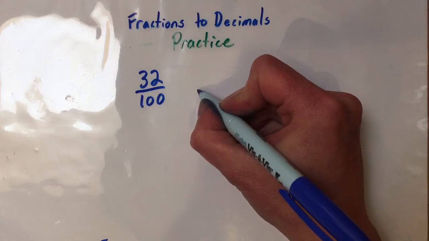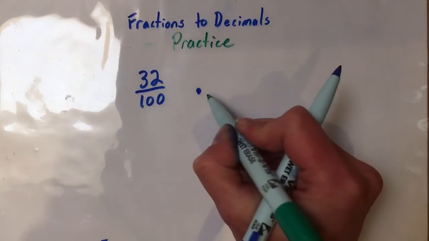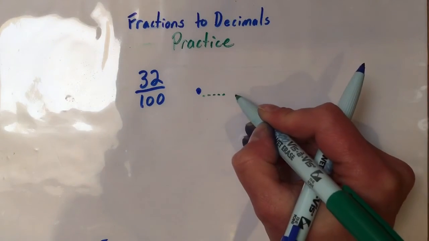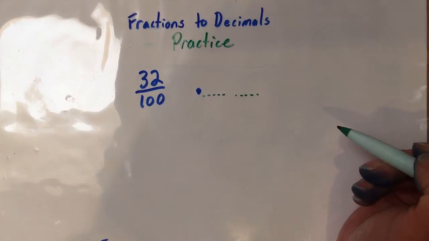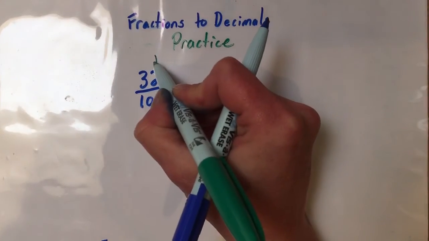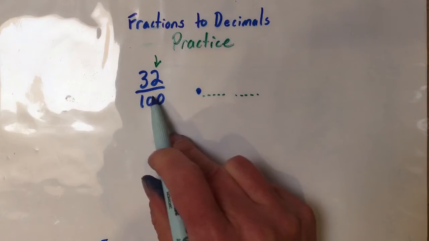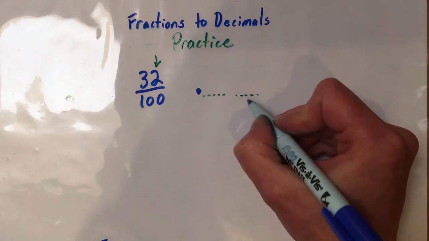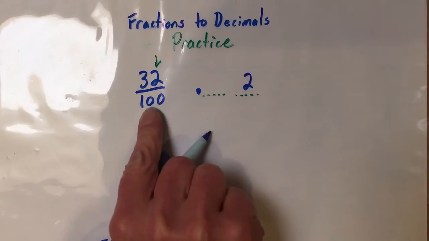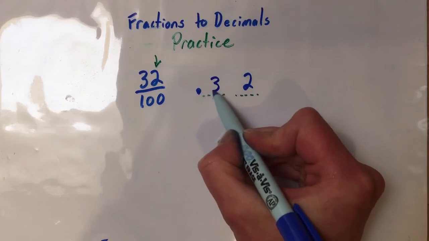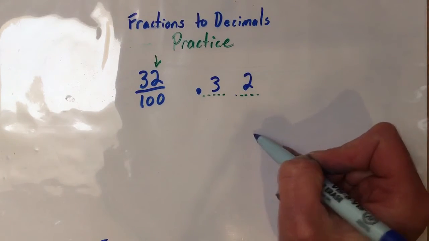All right, I have my decimal point. I know I have my tenths and my hundredths place. One of the hints I gave you is to take the 2, which is furthest to the right, and place it in the hundredths place because we're dealing with hundredths. And then the 3 fits in right next to it, 32/100ths.